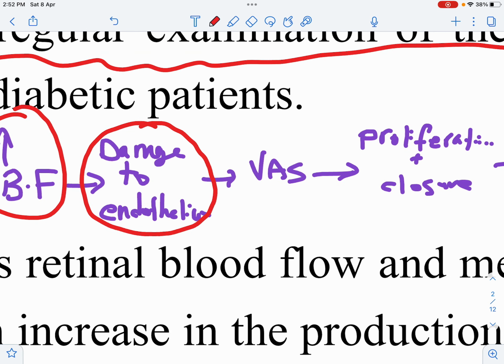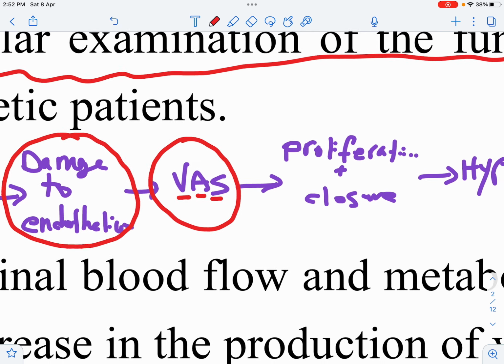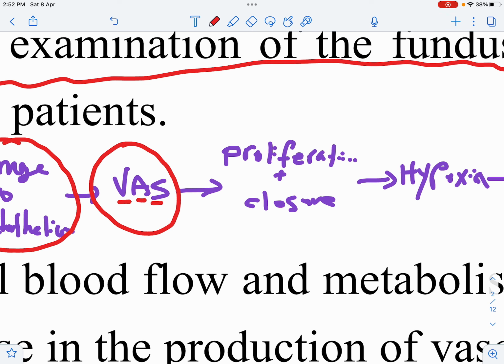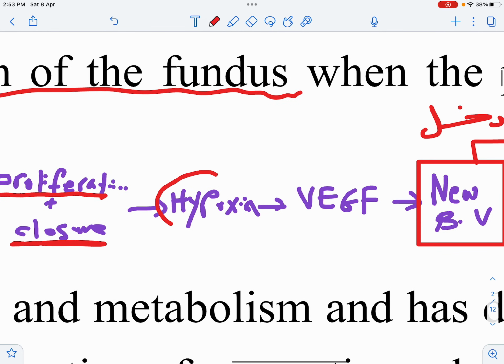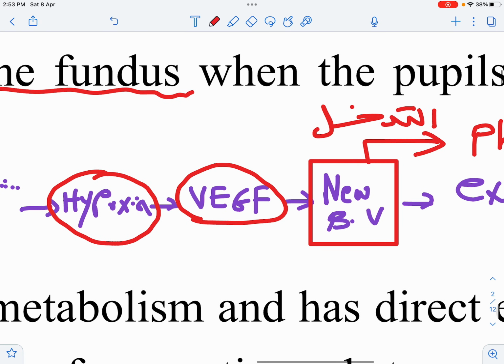The damage in the capillary leads to secretion of the vasoactive substance. The vasoactive substance in its role leads to proliferation of endothelium and closure of the capillary. Closure of the capillary leads to decreased blood supply and leads to hypoxia. As a defense mechanism against the hypoxia, there will be secretion of vascular endothelial growth factor, and this will lead to formation of the new blood vessel.